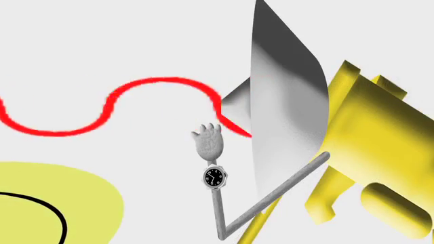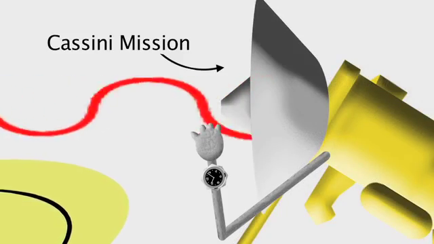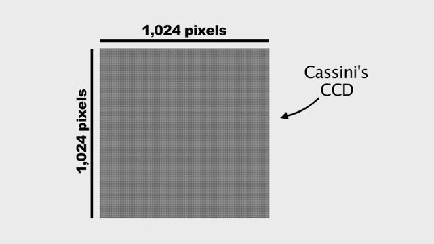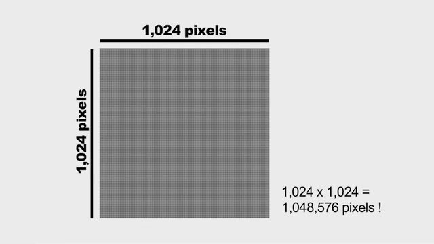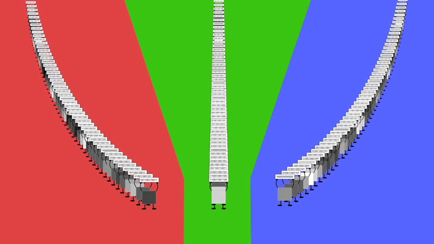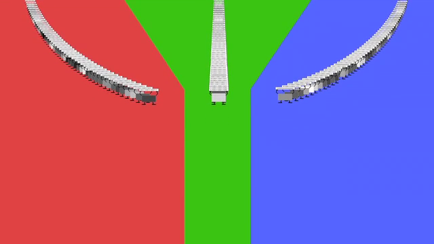Let's use a real mission as an example. The Cassini mission is at Saturn. Cassini's CCD uses more than a million pixels to represent each color. 3 million pixels for just one color picture. Cassini does compact the data, but there's still a lot to send. Why so many pixels? With some pixels, you get some detail. With lots of pixels, you get lots of detail.